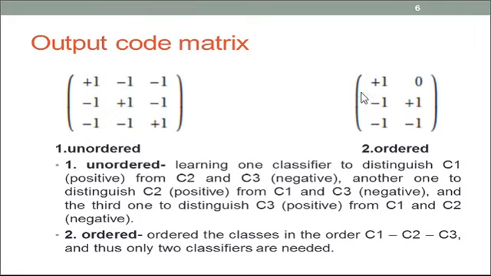In the ordered case, we have the first class as the positive class and the rest as negative, and then the second class as the positive class and the rest as negative. Now in this case we consider the C1 class as zero, which is don't care. So we only consider the ordered way here. For the three classes, two binary classifiers are sufficient in the ordered scheme.